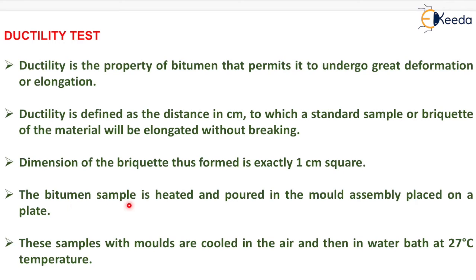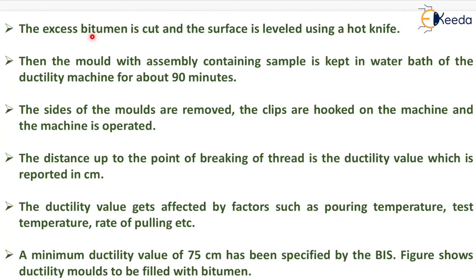The bitumen sample is heated and poured in the mold assembly placed on a plate. These samples with molds are cooled in the air and then in a water bath at 27 degrees Celsius temperature. The excess bitumen is cut and the surface is leveled using a hot knife. Then the mold with assembly containing the sample is kept in the water bath of the ductility machine for about 90 minutes.